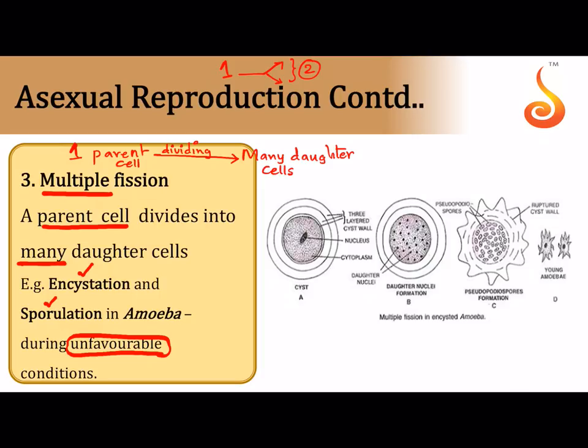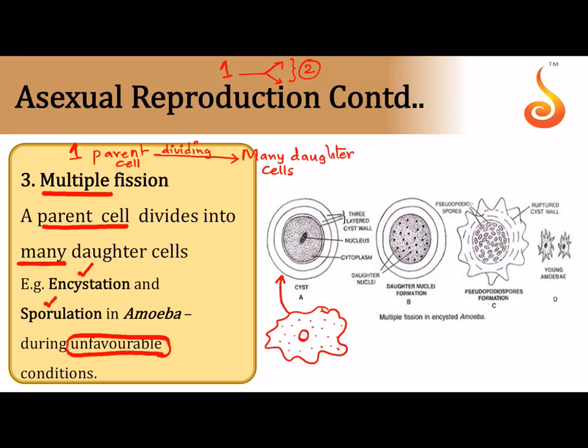So what has happened here? Let us look at the image. There is an amoeba which is happily living here. Now suddenly it develops a three-layered wall around itself. That means suddenly the condition has become unfavorable. All this while amoeba was living very happily, because the conditions around it were very favorable for it.